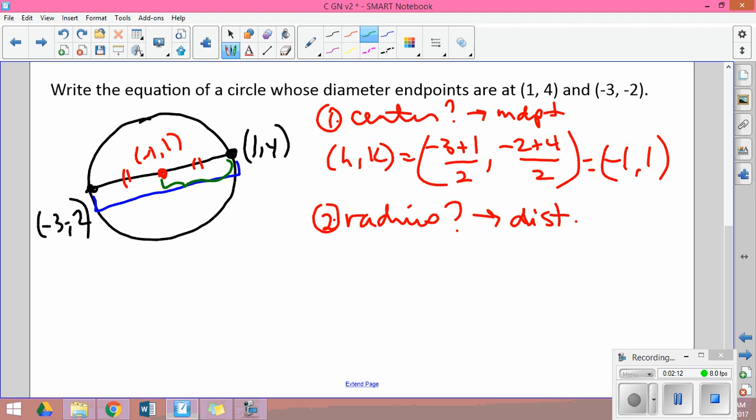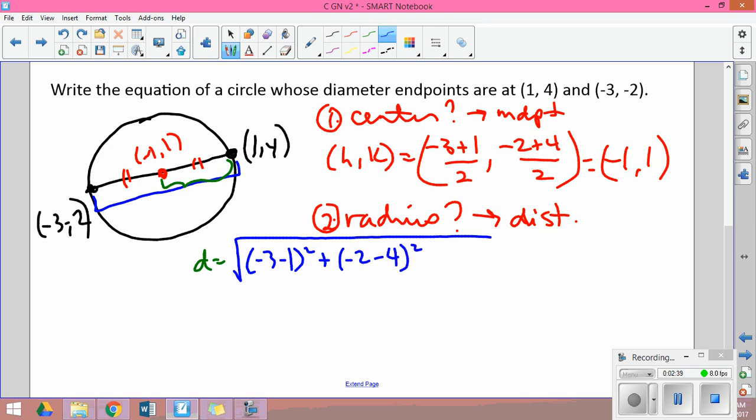So I'm actually going to show you the length of the diameter and cut it in half. If you want to go from the center out, that is also a correct way to do this. So for our purposes, I'm going to do the length of the diameter. And so that is equal to the square root of (-3 minus 1) squared plus (-2 minus 4) squared. So I have (-4) squared plus (-6) squared, all still under the square root. That's the square root of 16 plus 36.